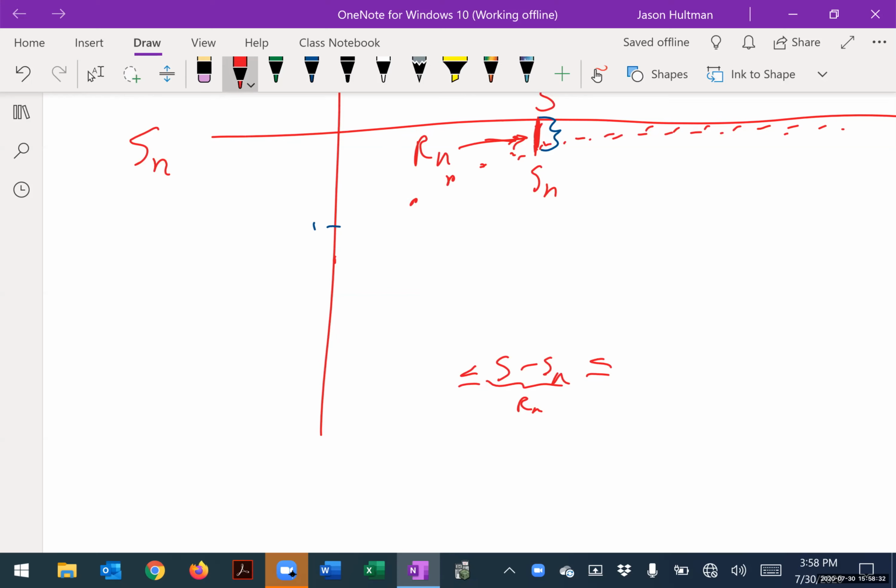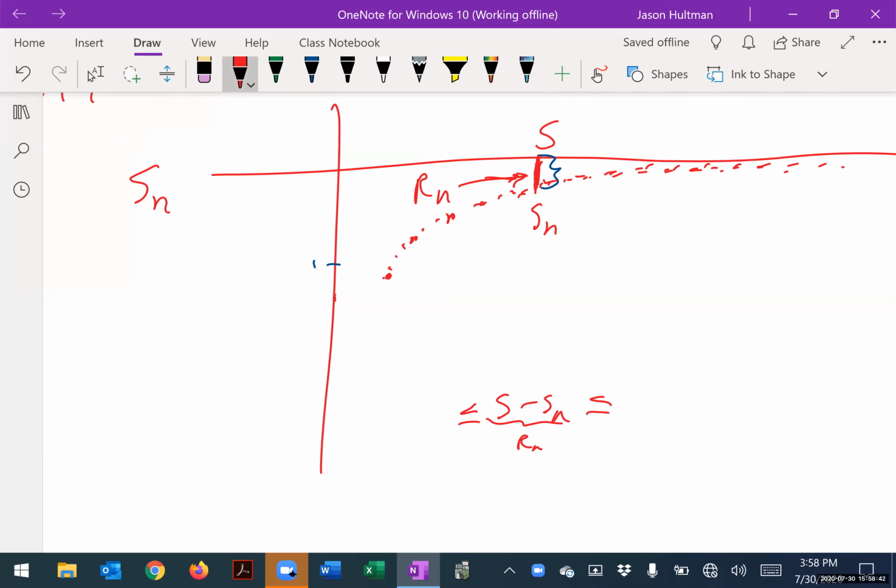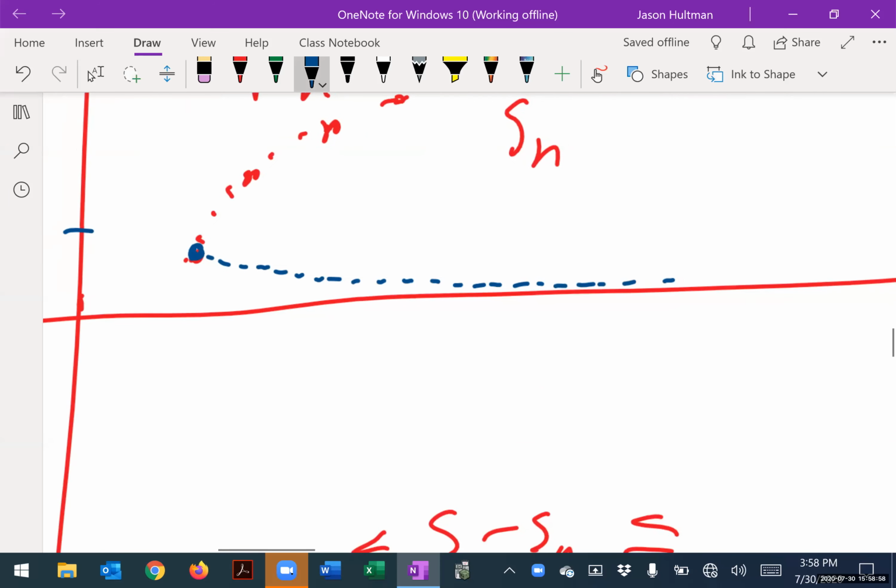Okay, we've got this as our cumulative function. This is s. This is s sub n. That's good. I'm going to start this here. Okay, that's fine. Now I'm going to start my other dots, and they're going to go down slowly. The problem is that I really have to zoom in on this thing.